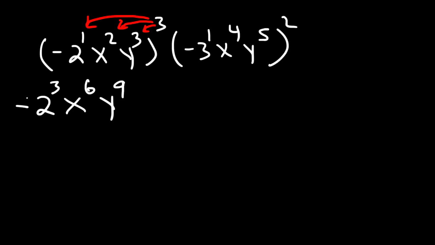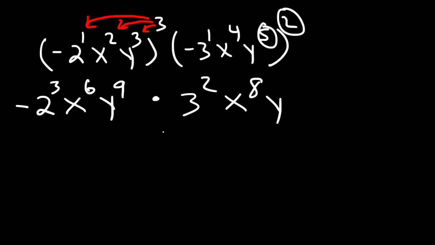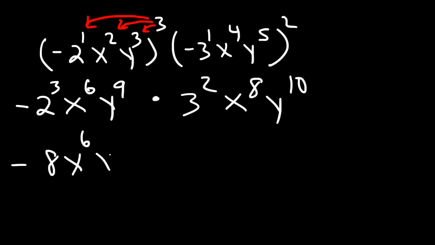And all of that will be multiplied to negative 3 squared, but having 2 negatives, that's going to be positive, so it's just going to be 3 squared. And then 4 times 2 is 8, so x to the 8th power. And 5 times 2 is 10, so y to the 10th power. Now 2 to the 3rd power, 2 times 2 times 2, that's 8. And 3 squared, 3 times 3, it's 9.